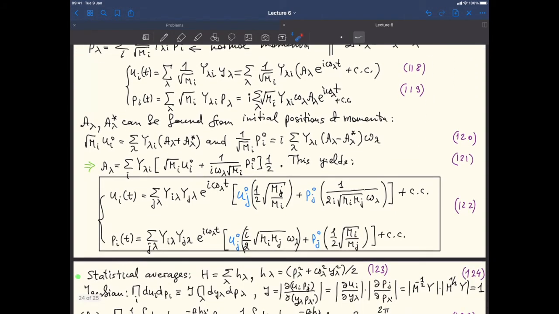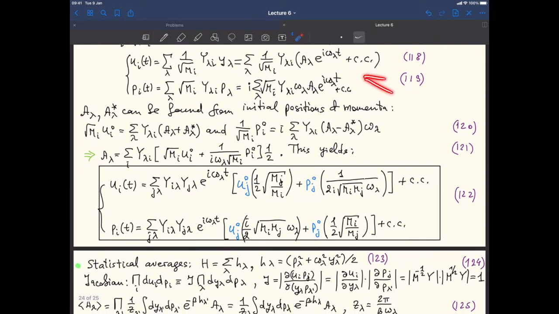So once we know the constants a lambda, we substitute them in here, and finally we can write down the time evolution of the atomic displacements and their momenta for the harmonic system. So these equations are exact. They contain these eigenvectors of the dynamical matrix, the frequencies, and the initial displacements and the initial momenta.